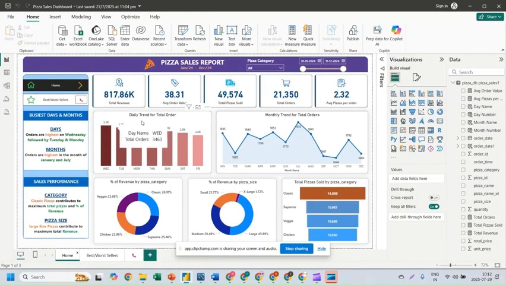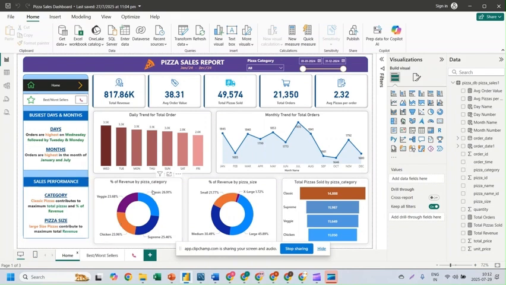Looking at the daily trend, Wednesday sees the highest number of orders, followed by Tuesday and Monday, and so on. Looking at the monthly trend, July and January recorded the highest number of orders. On the left panel, we highlight the busiest days and months, as well as which category and size are top performers.